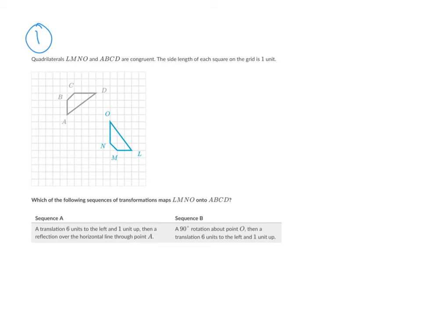So for each of these situations, there's going to be two sequences, A and B, and you have to tell whether that sequence of transformations would map the shape directly onto the other shape. It could be both of them, could be neither, or just one. So we're going to take a look at this first one.